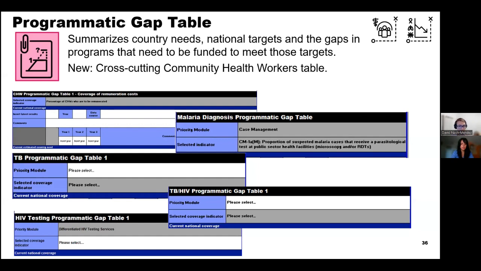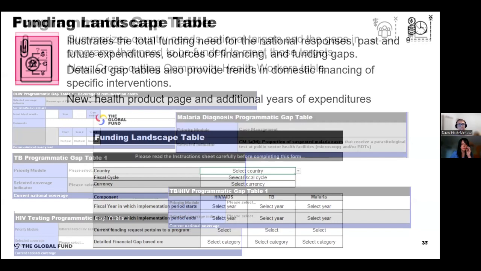New for this cycle, we have an additional programmatic gap table for community health workers. And this is one table that looks across the 3 diseases and RSSH. Overall, the tables have been aligned with the new modular framework handbook. So they include some new tables, such as for severe malaria, and they remove some other tables, such as on male circumcision. We have the funding landscape table.